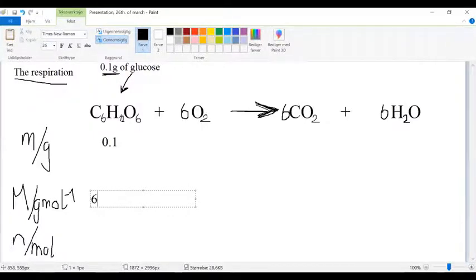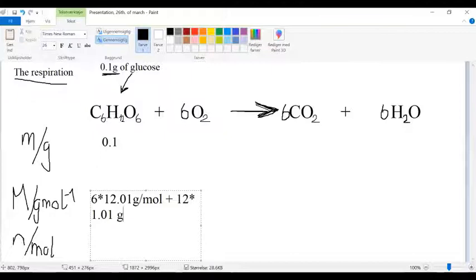And we know that there are 6 carbon atoms, so that's 6 times 12.01. 12.01 is the molar mass of carbon. And we add that to 12 hydrogens. That's 12 times 1.01. And that's also grams per mole. And there are 6 oxygen atoms as well. So that's 6 times 16.00 grams per mole.